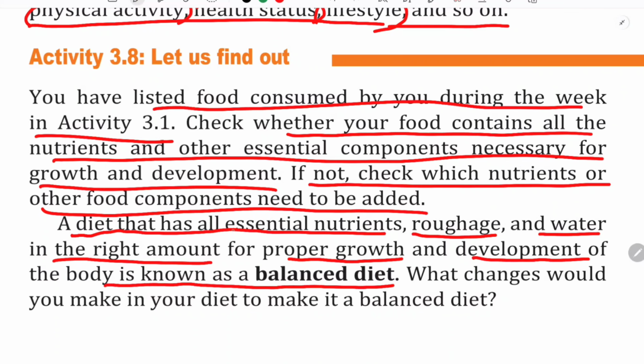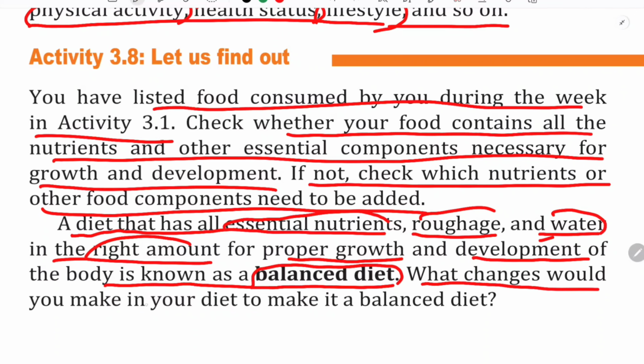So balanced diet is that diet in which all essential nutrients are present, roughage is also there, water is also there, but in the right amount and for proper growth and development of our body, to do all the physical activities of our body, okay. The right amount of nutrients, roughage, water, which will develop proper growth and development of the body is known as what? Balanced diet, okay. I hope you have understood.